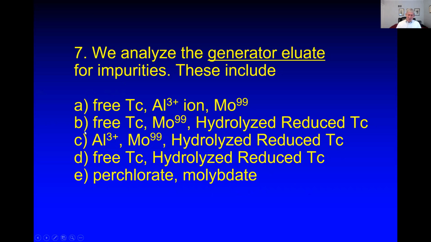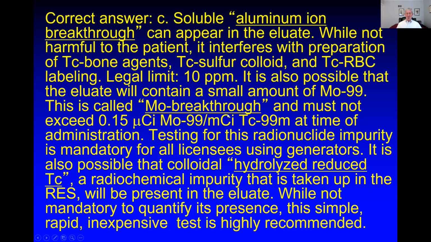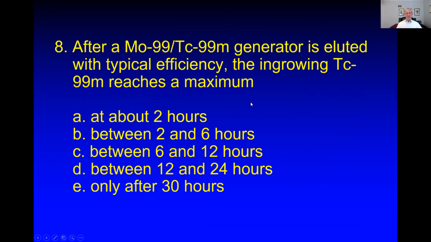So if we choose to, we can test for aluminum ion breakthrough, but it's no longer mandatory. We must check for moly breakthrough to make sure we're not injecting too much molybdenum into patients. And finally, hydrolyzed reduced technetium, we should test for it. In my department, we've always tested for it, but some people don't. We're looking for a colloidal impurity that will make every drug that we make go to the liver and spleen aside from the desired location. So choice C is correct. There's a very lengthy explanation for your review at exam time.